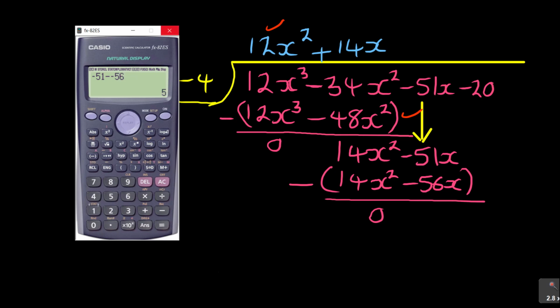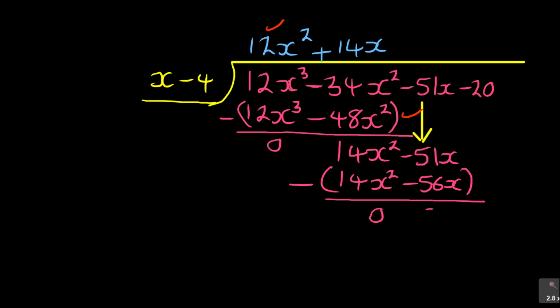There is a 5. But don't forget, it's 5x. Always maintain the variable. If we're dealing with x squared, we maintain x squared. Now we are with x, you maintain x. Then again, you bring down the minus 20. There. Then you've got what? Negative 20.